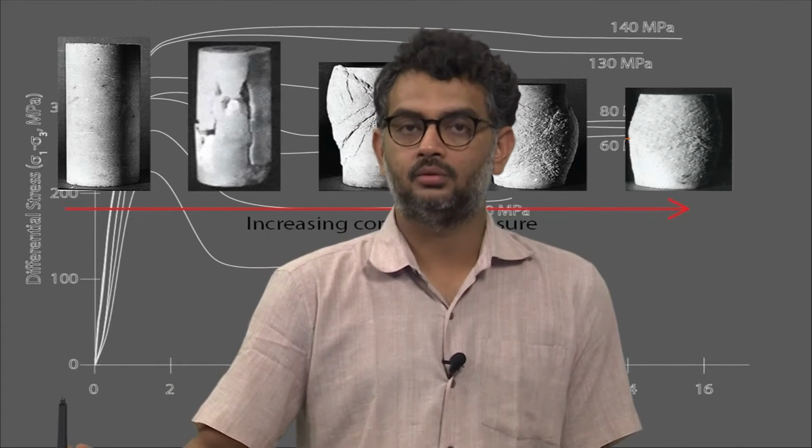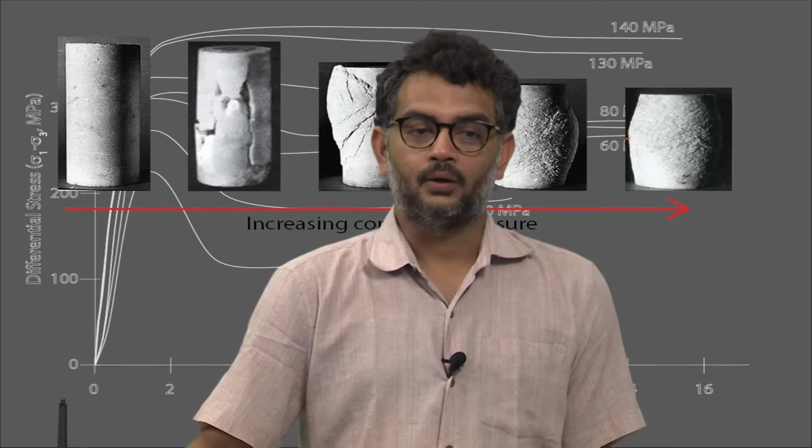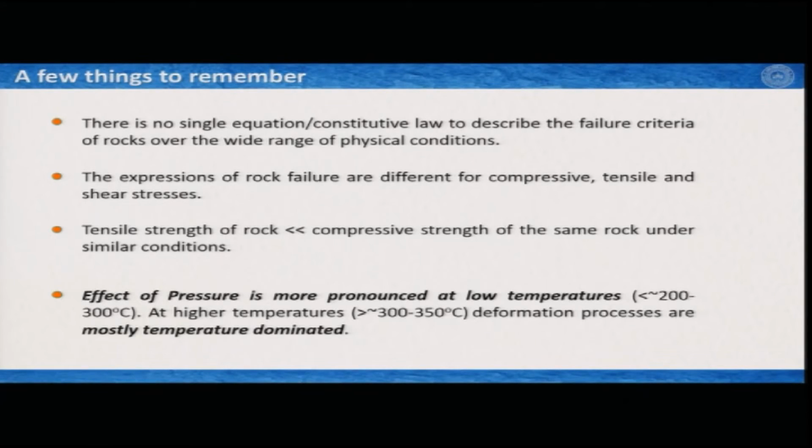It is important to understand very clearly that there is no single equation or constitutive law to describe the flow or failure criteria of rocks in the wide range of physical conditions, and therefore, we had to have these different kinds of rheologies, and whichever fits with my observation, I will use it without breaking the laws of physics and science in general. It is also important to understand that the expressions of behavior of the rock, and the failure pattern and failure mechanisms are essentially different depending on the regime of the stress you are applying.